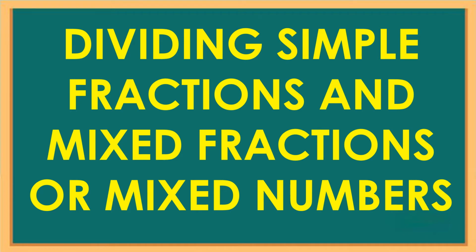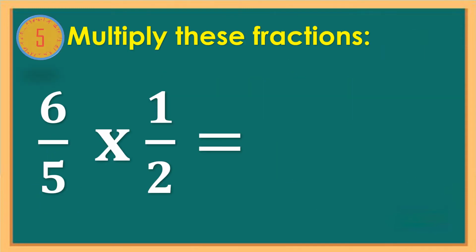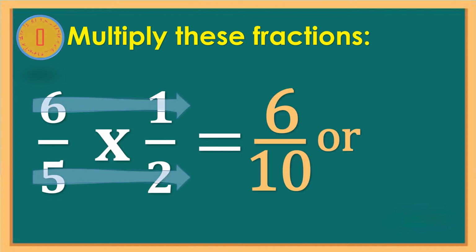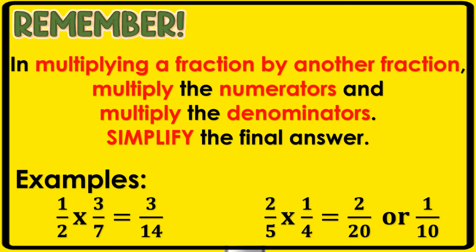Dividing simple fractions and mixed fractions or mixed numbers. Let us try this. Multiply these fractions. 6/5 times 1/2 equals 6/10 or 3/5. Remember, in multiplying a fraction by another fraction, multiply the numerators and multiply the denominators. Simplify the final answer.